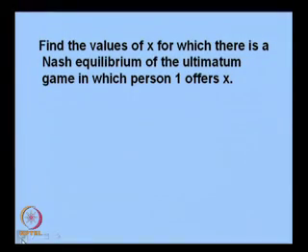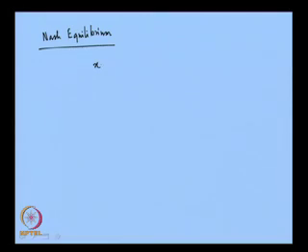What we propose to do now is to look at some of the exercises related to this ultimatum game. So, let us take some exercises. This is one exercise. Find the values of x for which there is a Nash equilibrium of the ultimatum game in which person 1 offers x. So, we are talking about Nash equilibrium here. The question is: what are the values of x for which there is a Nash equilibrium where x is offered by player 1 to player 2?